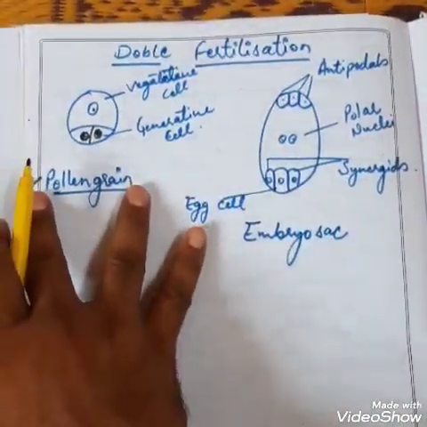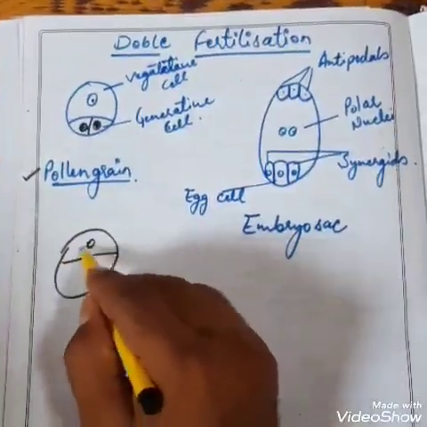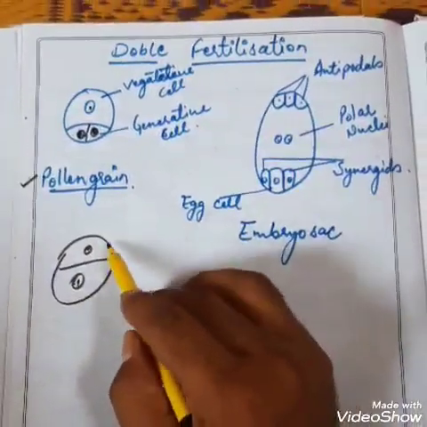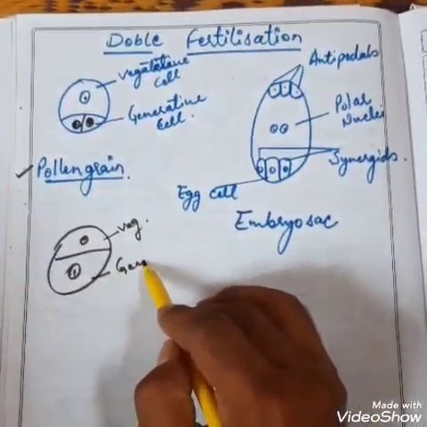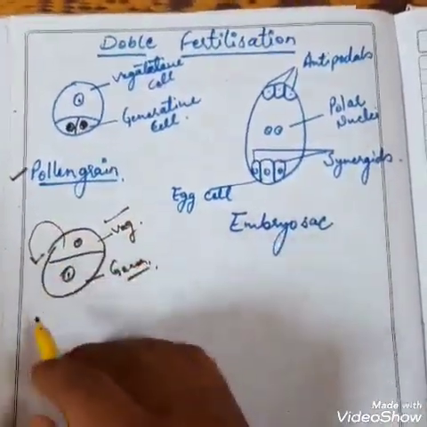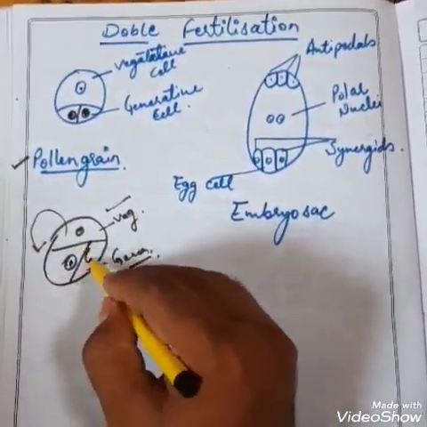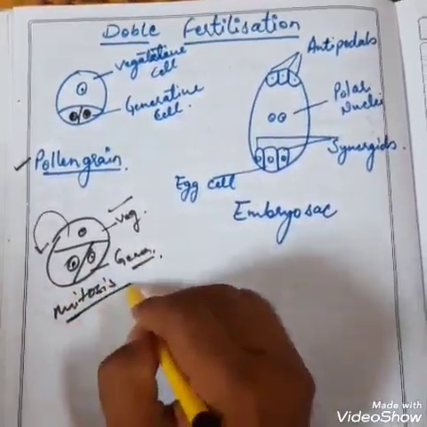I have already explained the structure of the pollen grain. It has two cells with one nucleus each. The upper cell is known as the vegetative cell and the lower is known as the generative cell. The vegetative cell gives nutrition to the generative cell, and the generative cell has one nucleus which divides into two nuclei by mitosis, an equational division.